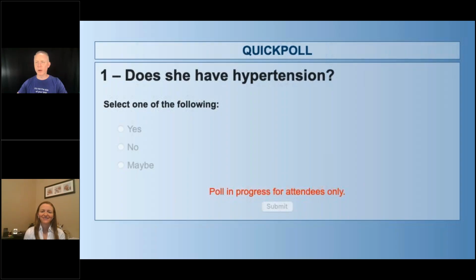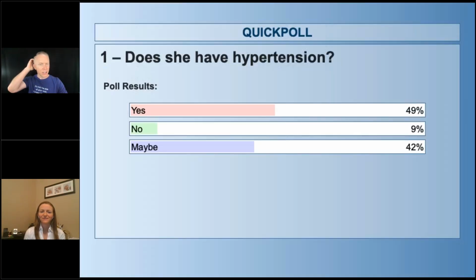Let's close the poll, share the results. So the good news is some of you are saying, well, maybe. And that's actually probably the most appropriate answer. Those of you that are saying yes, you're saying yes because you have a single blood pressure reading. And that's a little bit of a problem if you anchor immediately on a single reading, right?